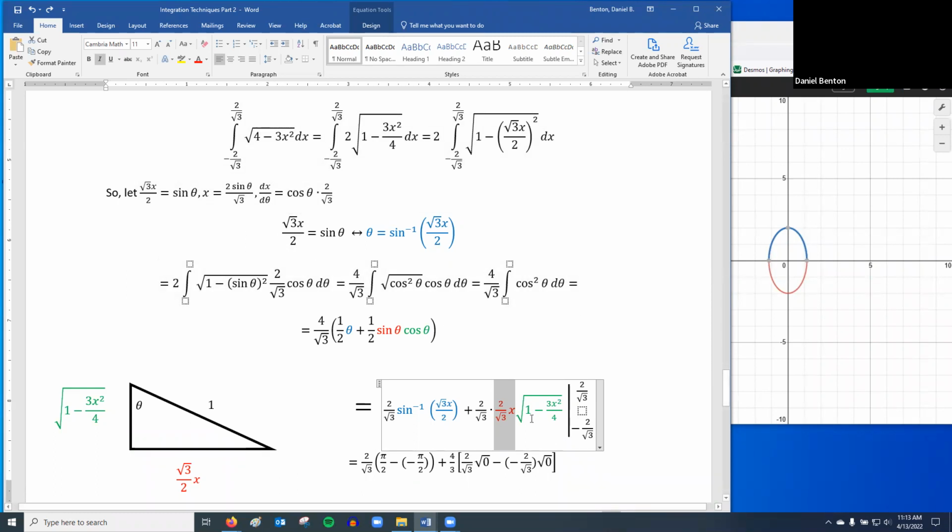Square root of 3 over x. Square root of 3 over 2. Oops, I had it backwards. Let me fix that. It should be square root of 3 over 2, not 2 over the square root of 3.